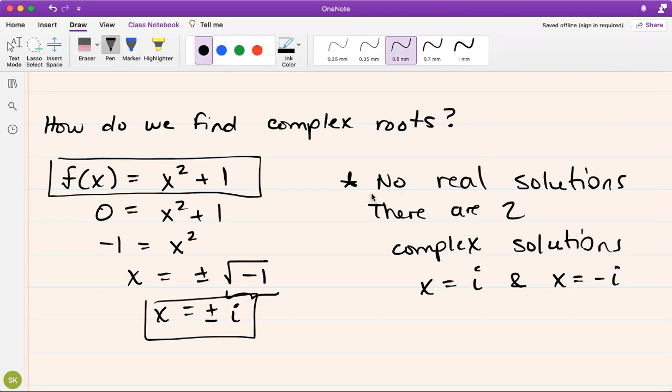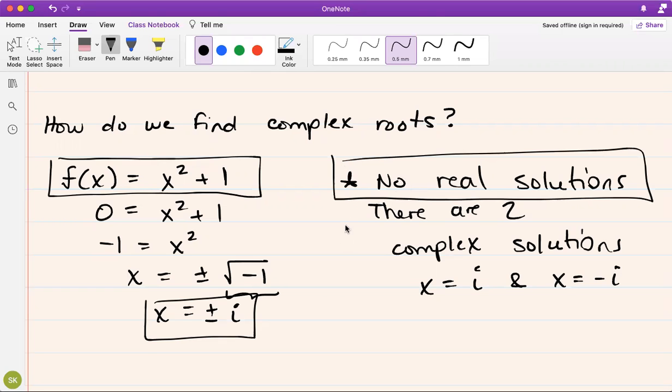When you have one real solution, then that solution is going to have a multiplicity of 2, meaning that when you factor the function, that will show up 2 times in your factored form. And if you have 2 real solutions, then you're not going to have any complex solutions. And when you have 1 real solution, you're not going to have any complex solutions. The only time you have complex solutions is when there are no real solutions. That's when you get 2 complex solutions.